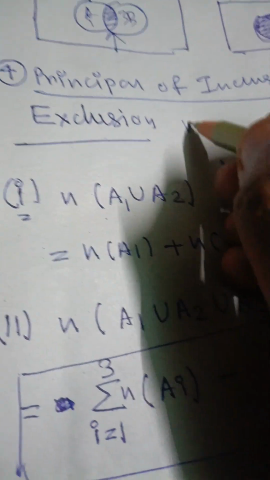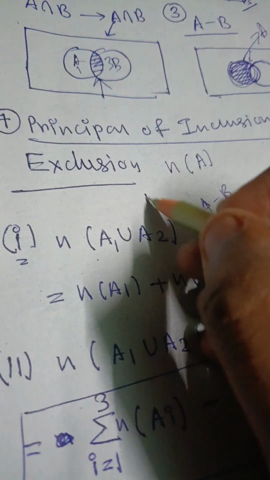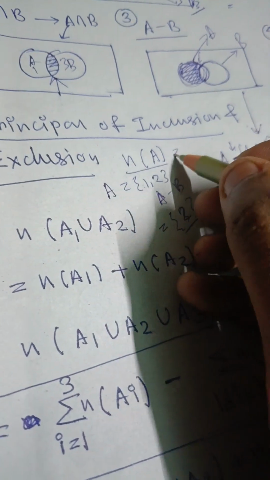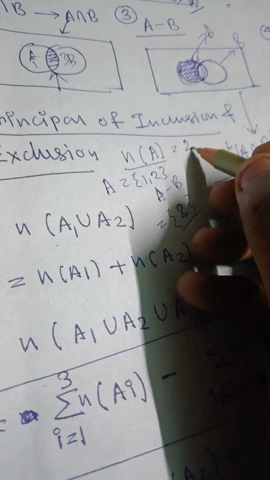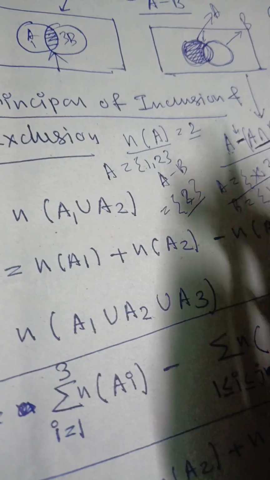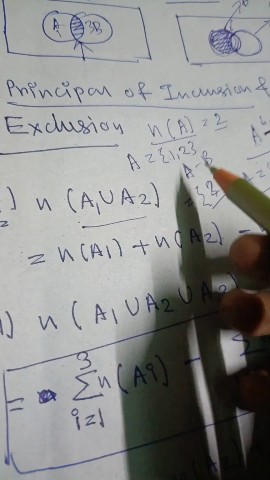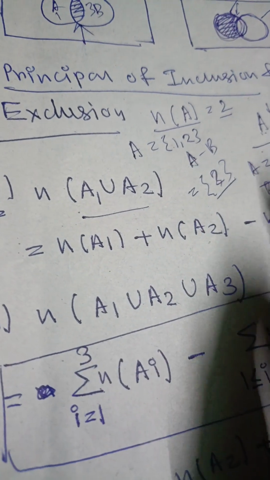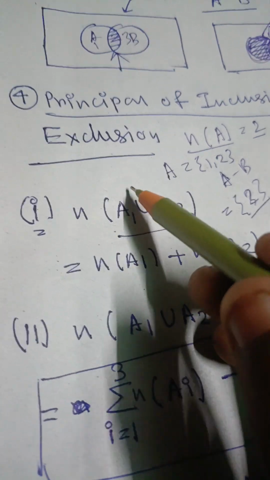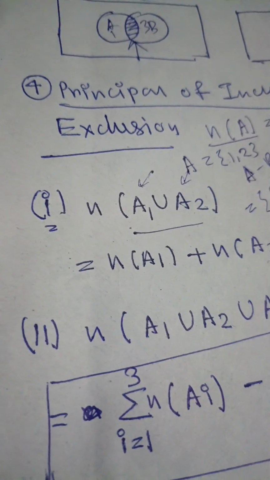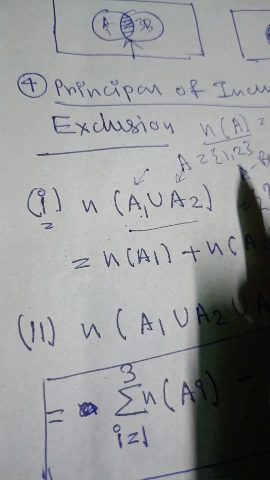So what is n(A)? If I am writing A is 1, 2, n(A) is how many elements are present in A, that is 2. You got me? So what is A1 union A2? That is how many elements are present in A1 or A2. Mathematically we write A1 or A2.